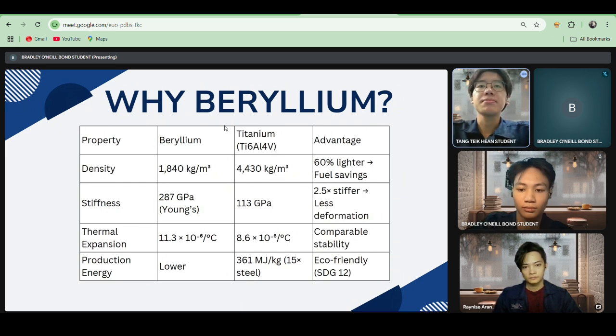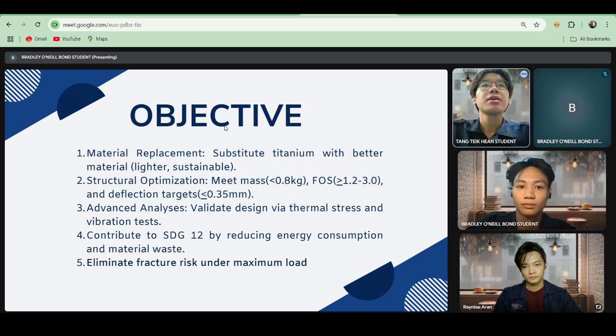Next, our objective is to substitute titanium with a better material, which is lighter and sustainable. We need to meet a mass lower than 0.8 kilogram, and the FOS is between 1.2 to 3.0. The deflection target is lower than 0.35 millimeters. For advanced analysis, we validate the design via thermal stress and vibration test. It contributes to SDG 12 by reducing energy consumption and material waste, and eliminates fracture rates under maximum loads.